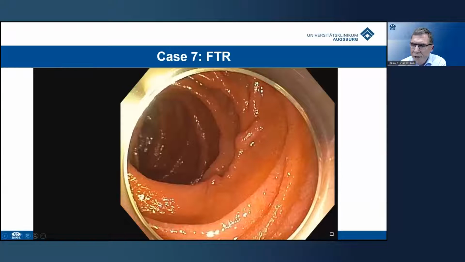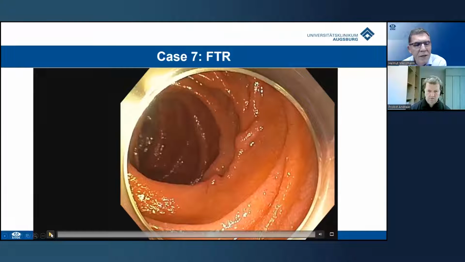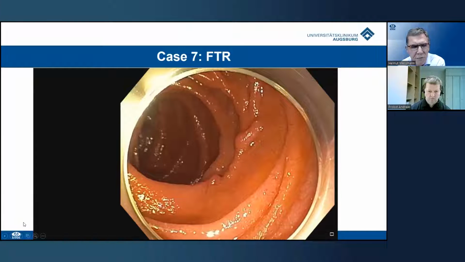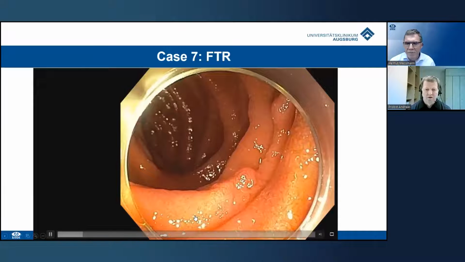Yeah, and then another technique which will be now presented by Dr. Probst again, full thickness resection. This is a case which was performed by Dr. Probst, and he will present you this case. Dr. Probst, please. Yes, this was a residual or recurrent lesion.